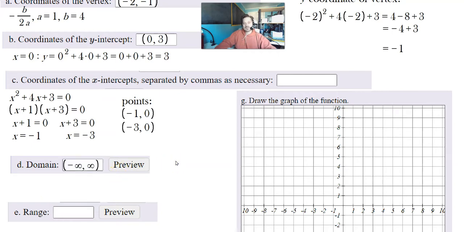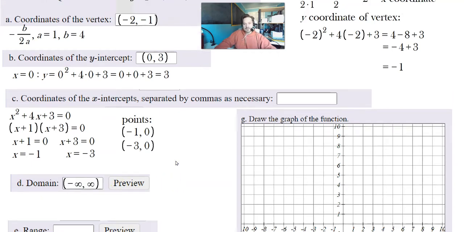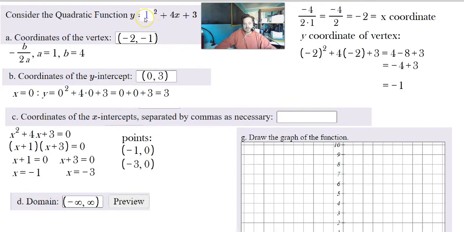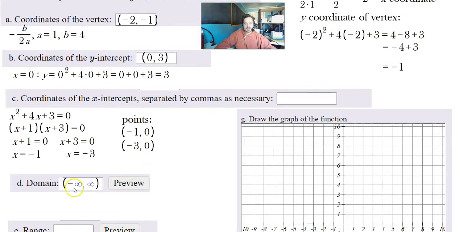Now the range is a little bit of a different story. You see, look at this parabola. It's positive up here, positive 1x squared plus 4x plus 3. It's a parabola that opens up because 1 is a positive number, okay? So let me write this down.